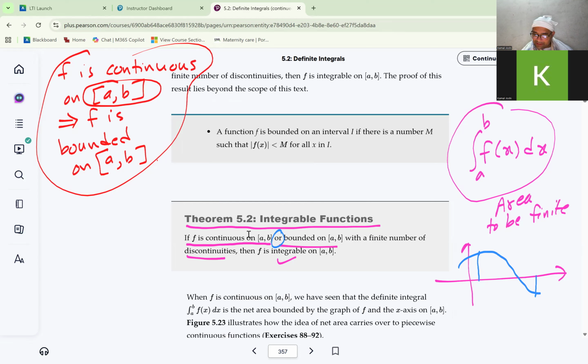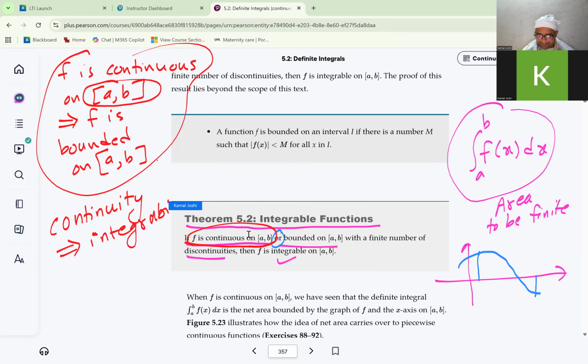If f is continuous, then it is integrable. So basically, the first part of this theorem can be simply written this way: continuity implies integrability. So if a function is continuous on a closed interval, that is important, okay? Because we are talking about a definite integral from A to B, we have to go from point to point. So continuity implies integrability. That is basically the first part.